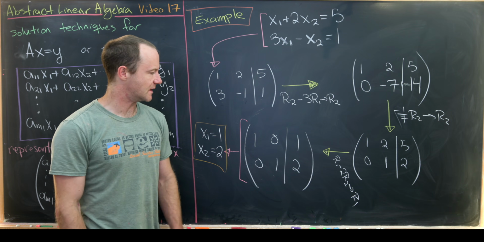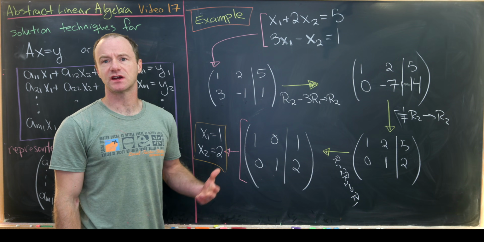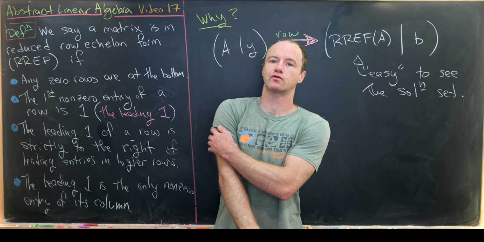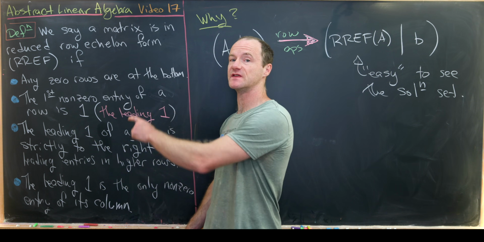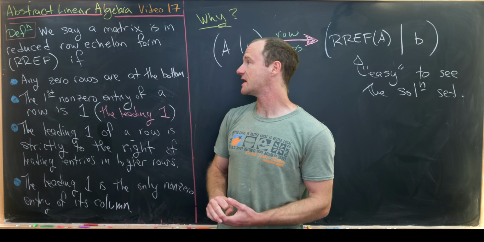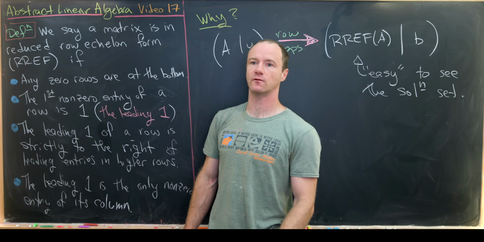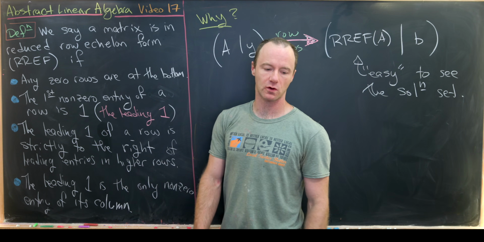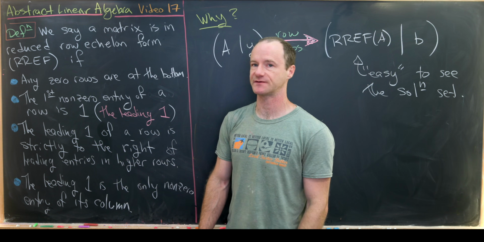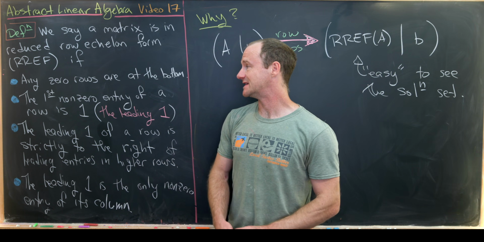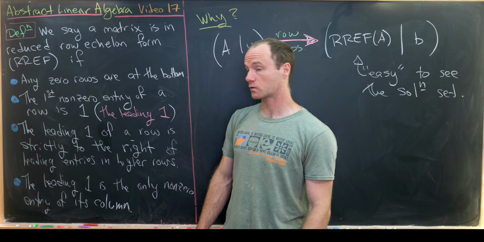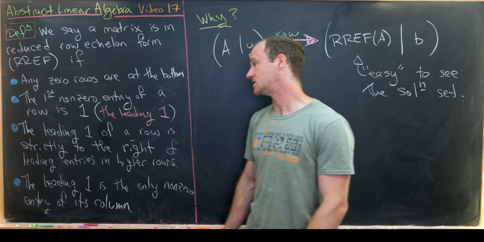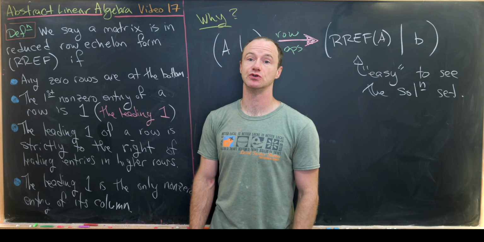Okay, now that we've got the basic strategy down, let's introduce the concept of a matrix in reduced row echelon form. Now we're going to look at the notion of the reduced row echelon form of a matrix, and we'll do that via this definition. So we say a matrix is in reduced row echelon form, we sometimes shorten that as RREF, if the following 4 rules are satisfied by this matrix. So the first is that all 0 rows of this matrix are at the bottom. The second is that the first non-zero entry of every row is equal to 1.